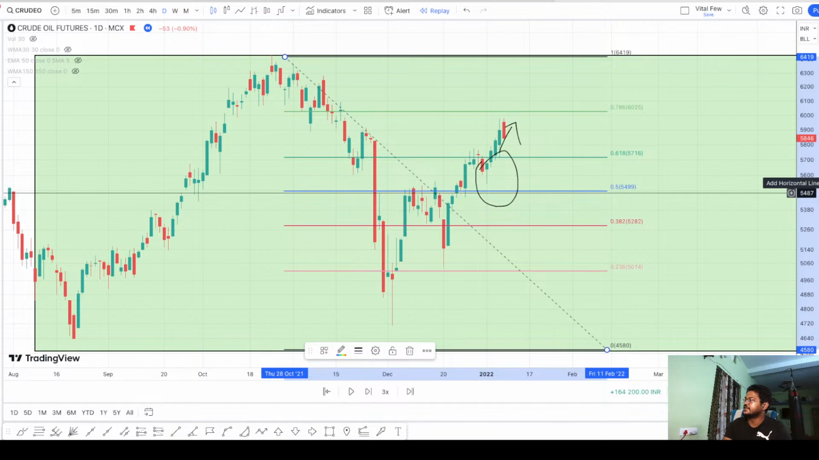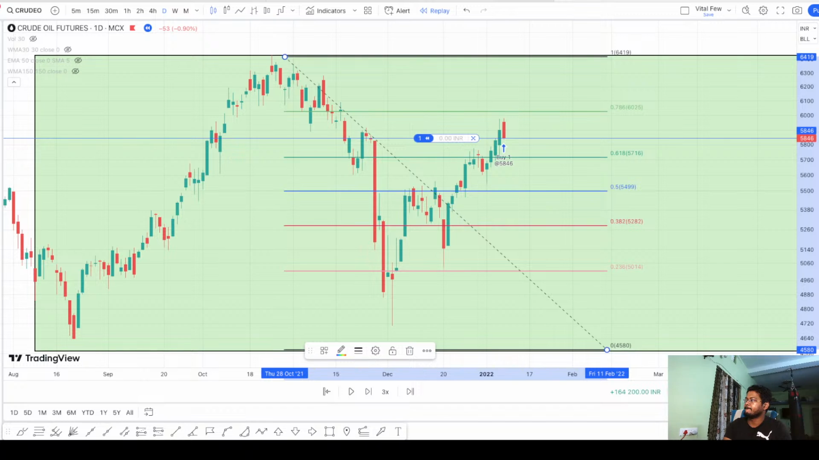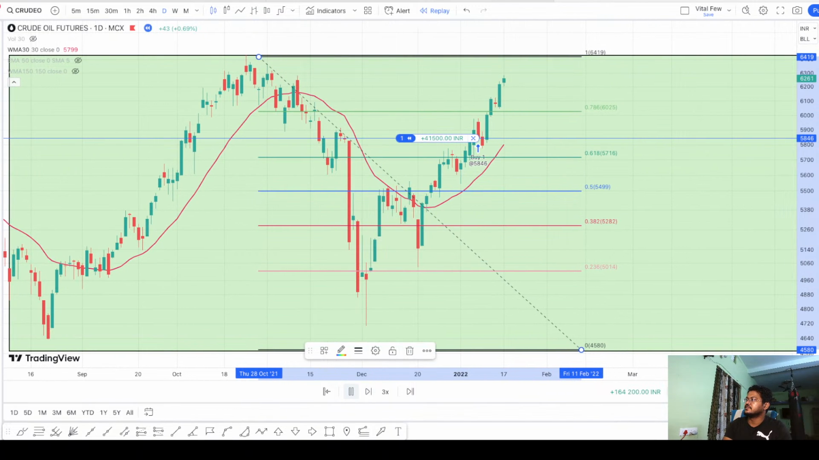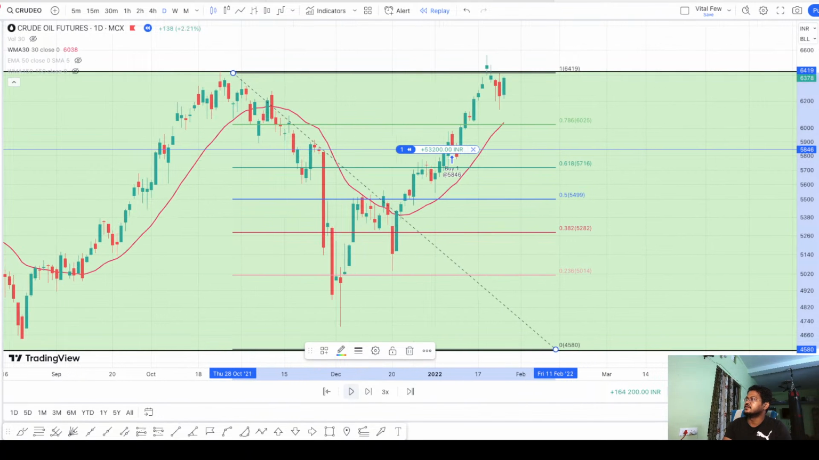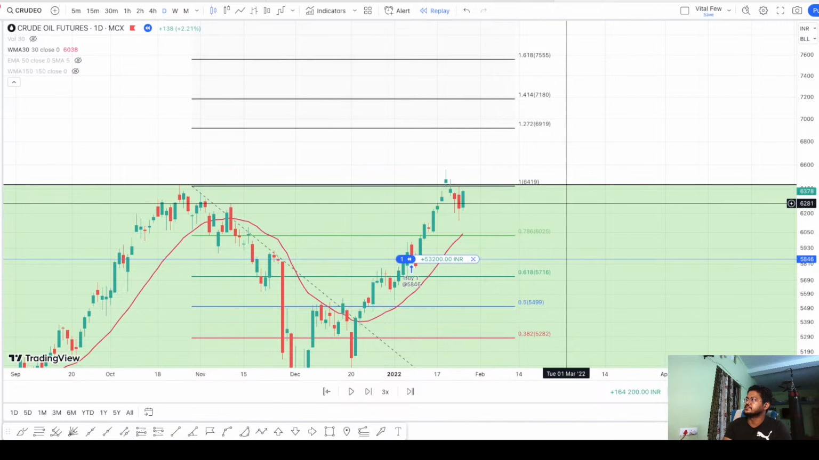Let me be on the safe side and initiate just one quantity buy, and also enable the 30 period moving average to track. You can use 30, 50, anything of your choice. And obviously my target will be this one. Target will be 1.418 or 1.618. Let's say 1.418 to be safe.